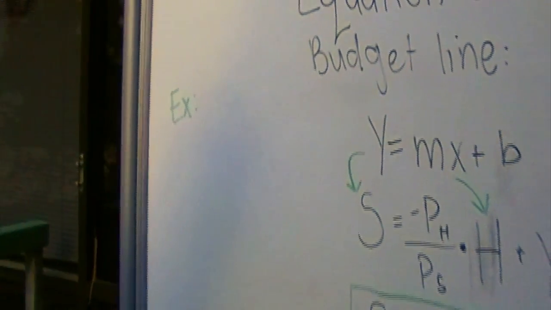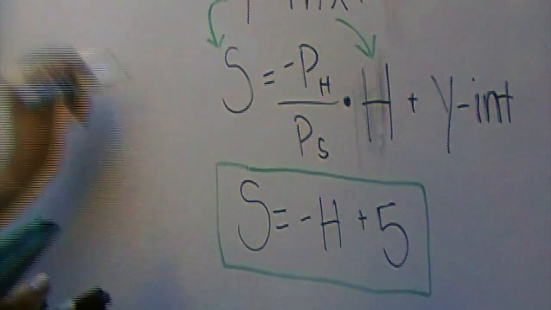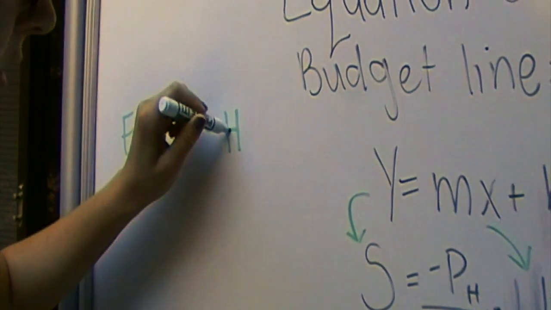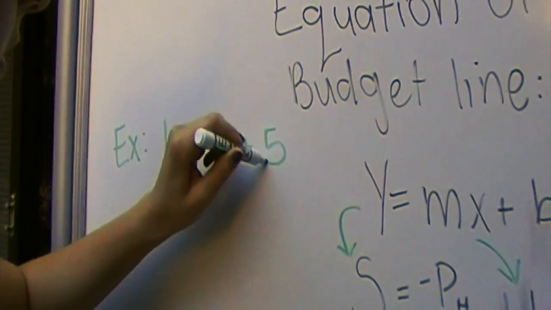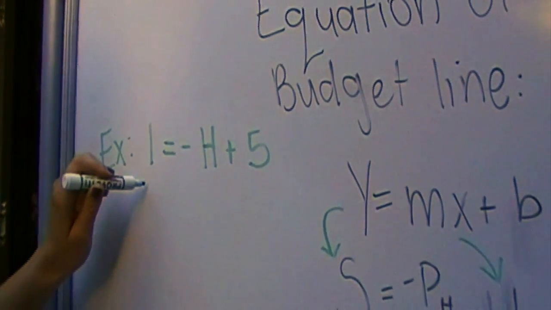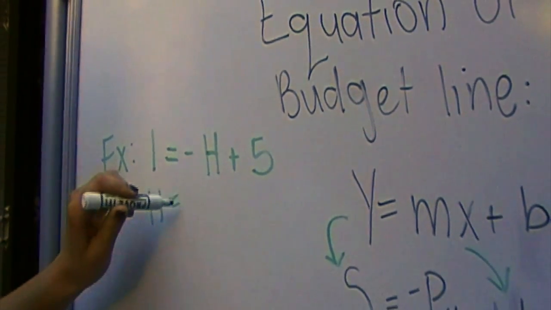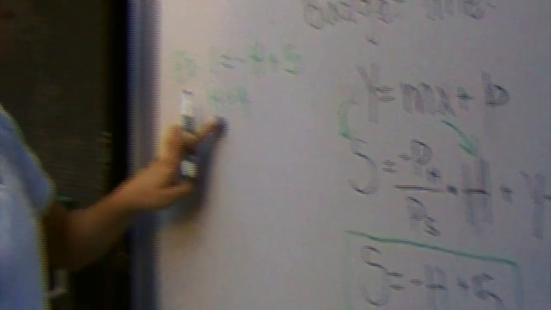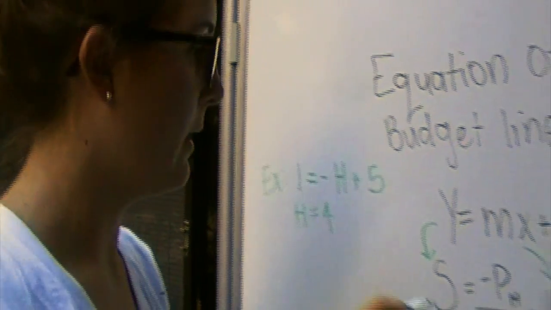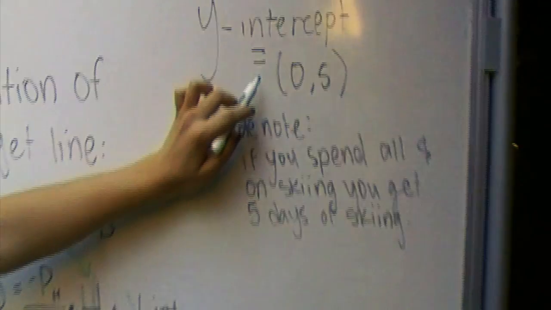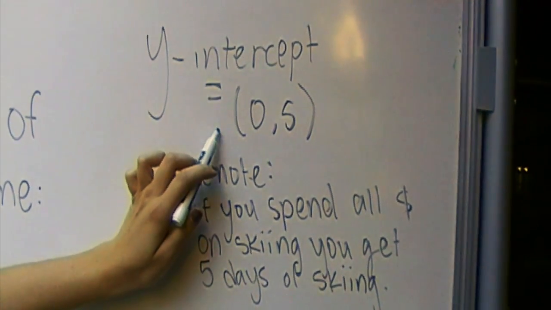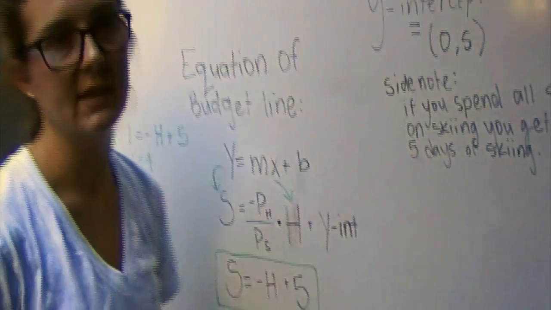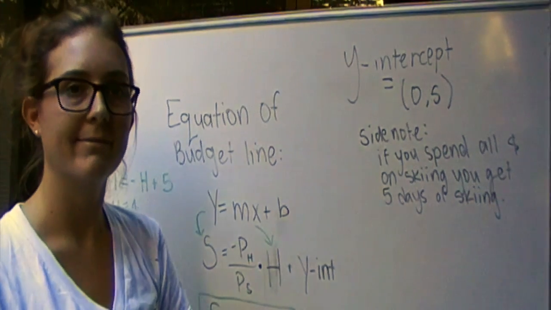So for example, if we were to plug in 1 day of skiing, we'd have 1 equals negative H plus 5. And in simplifying this, we get positive H equals 4. So for 1 day of skiing, you can get 4 days of horseback riding. And back to the y-intercept, this is actually provided in the problem. And for this, it's saying that if you spend all of your money on skiing alone, you'll get 5 days of skiing and no days of horseback riding.